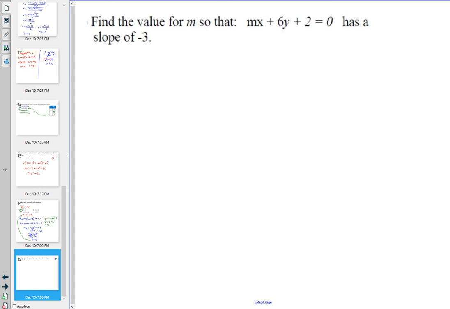Ooh, yeah, this one was 0%. Not one person got this one right. Find the value for m so that this has a slope of negative 3. So I know this seems tricky because there's so many letters, but if they say the slope is negative 3, which one of those letters means slope? M.